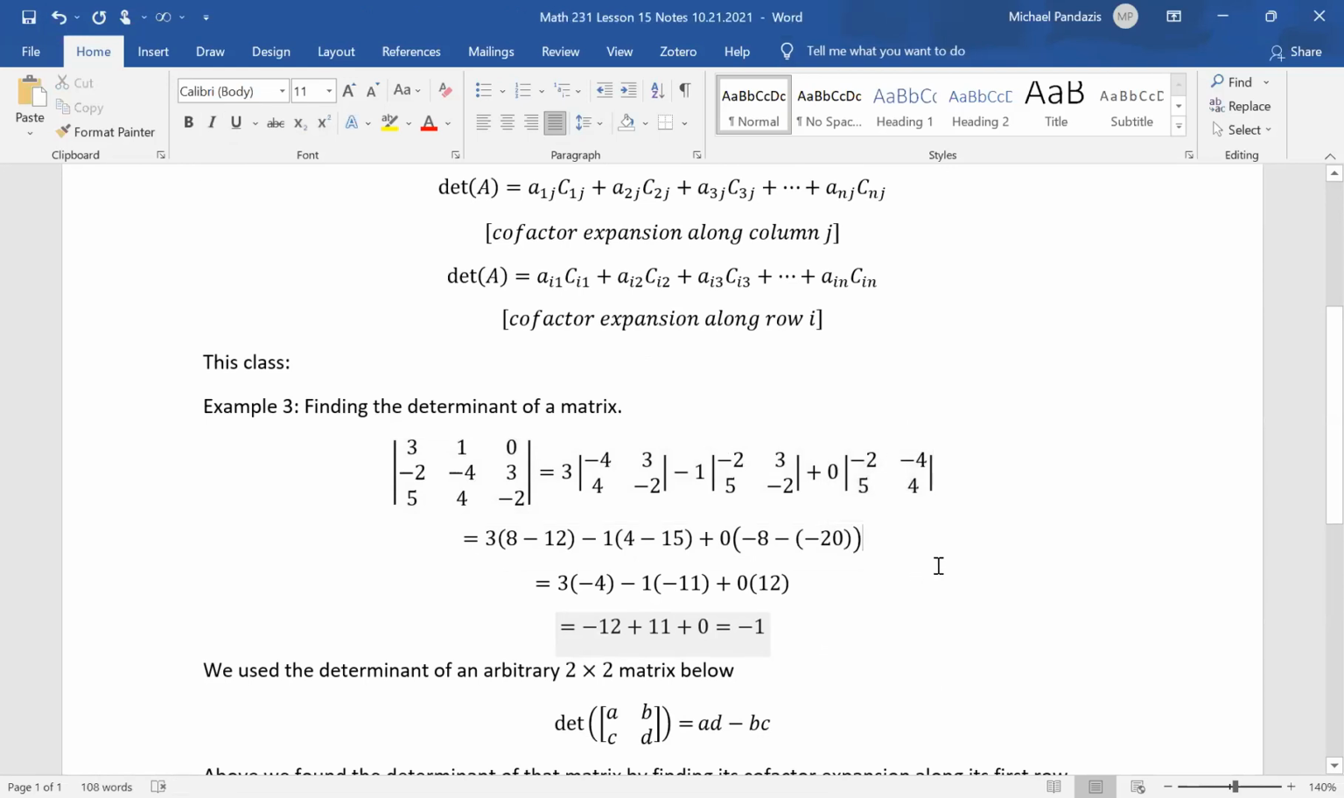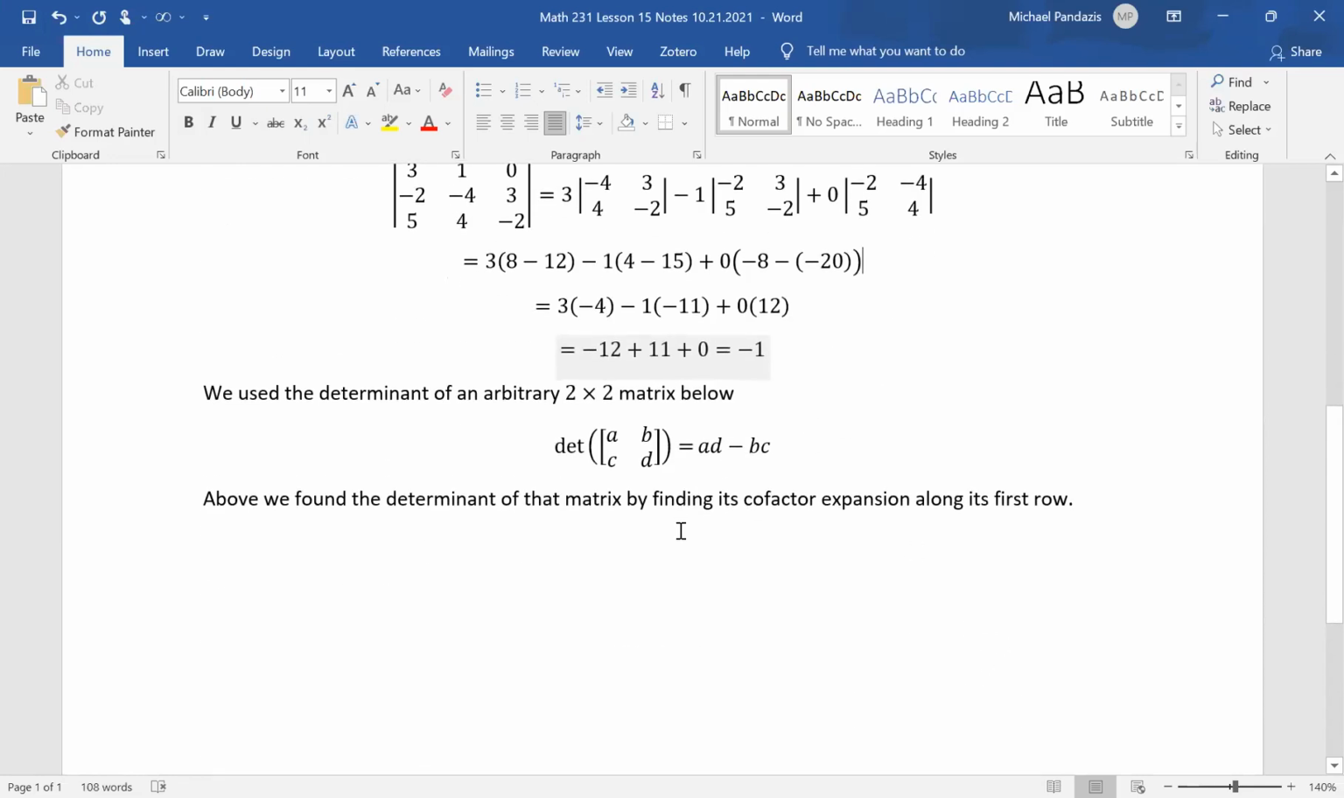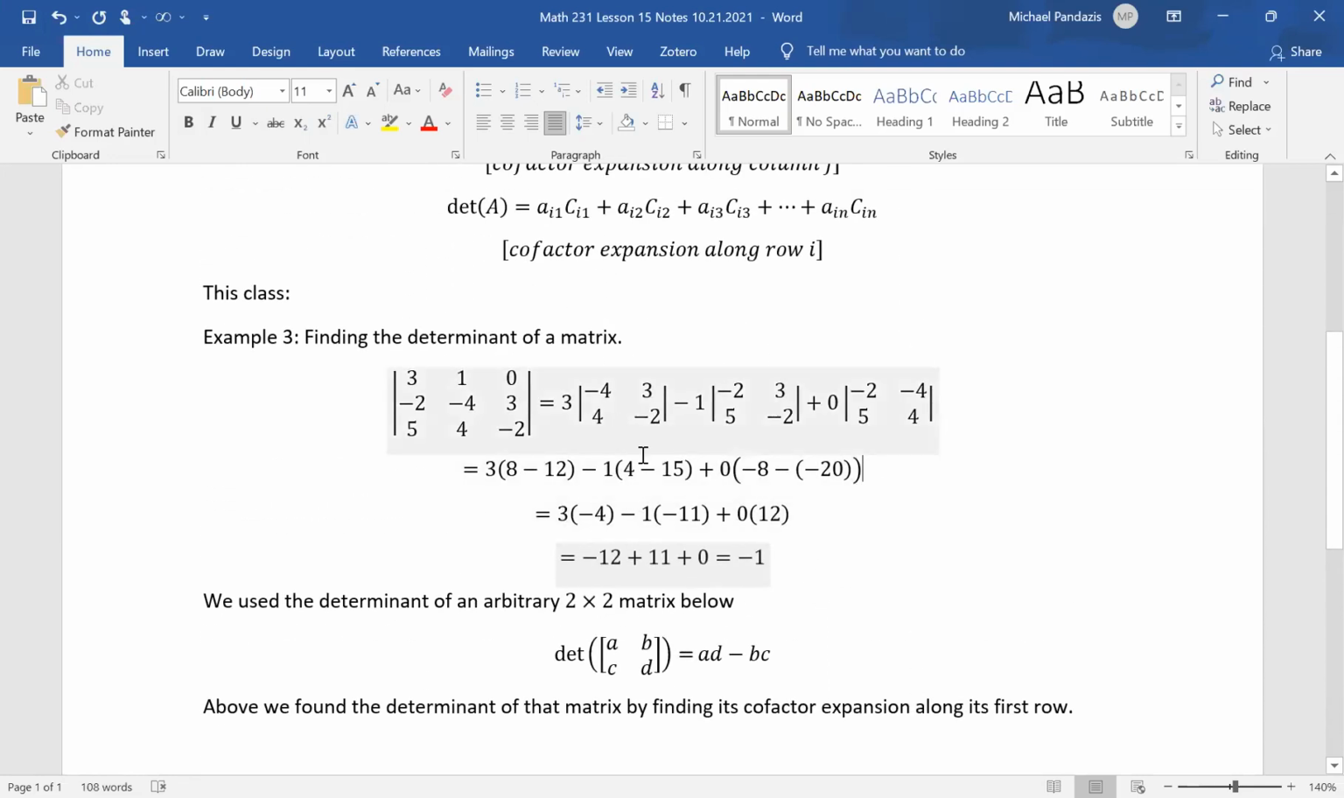So if you have a 3 by 3 matrix where there's a row with 2 zeros in it, you would want to choose that because then it would only be one product you'd have to worry about. It's a little weird, but once you get the hang of it, it can be pretty easy.